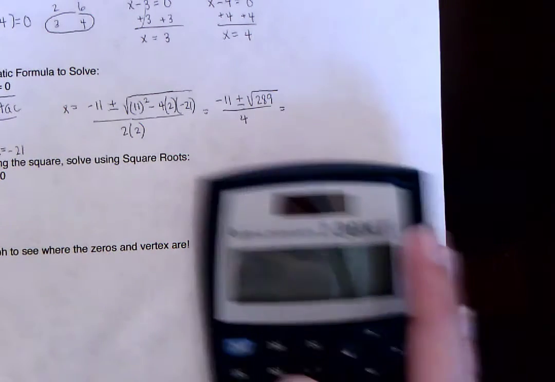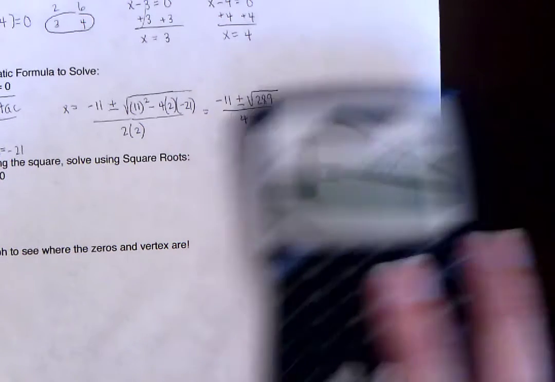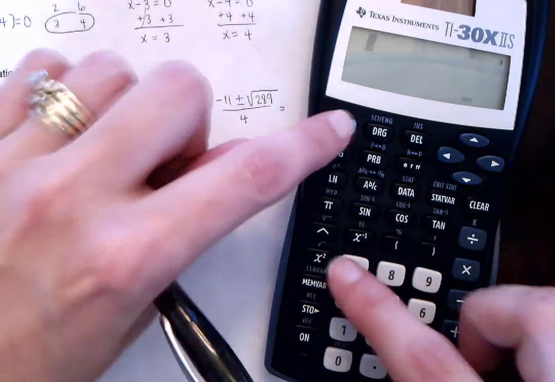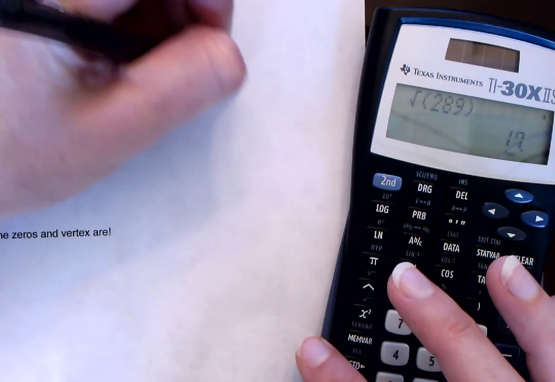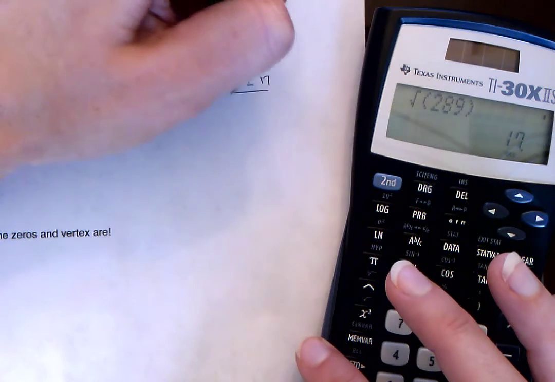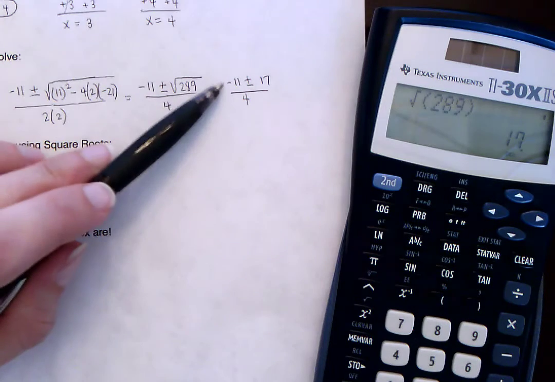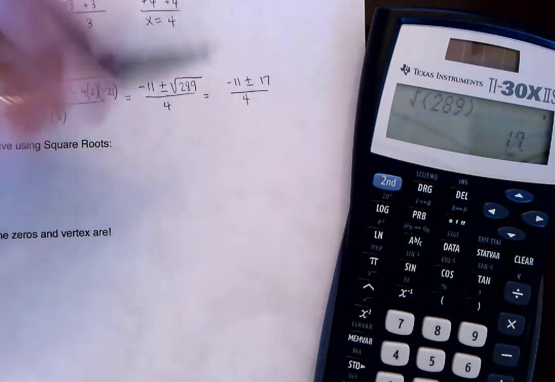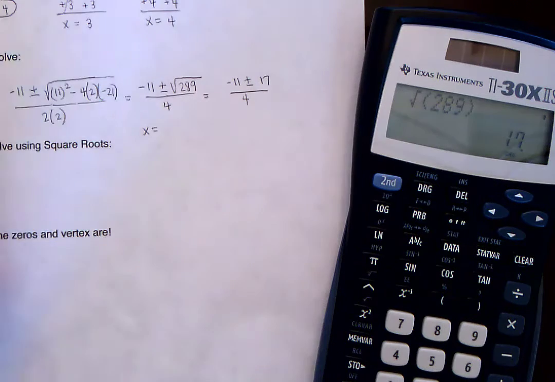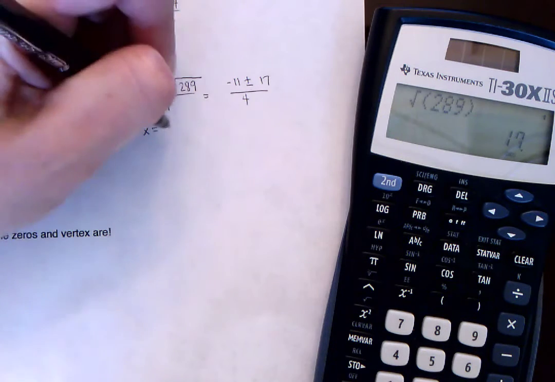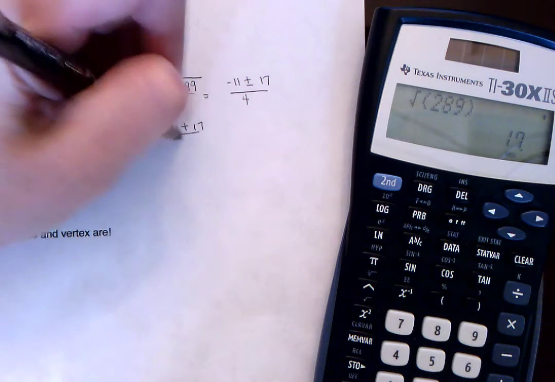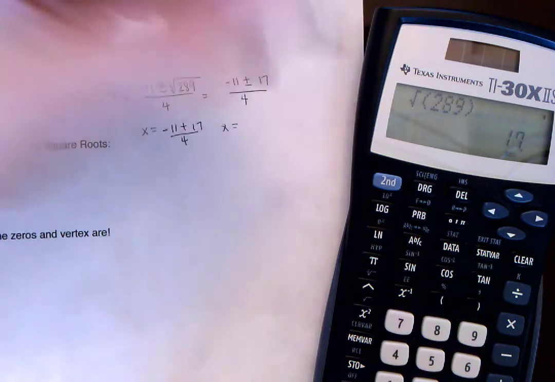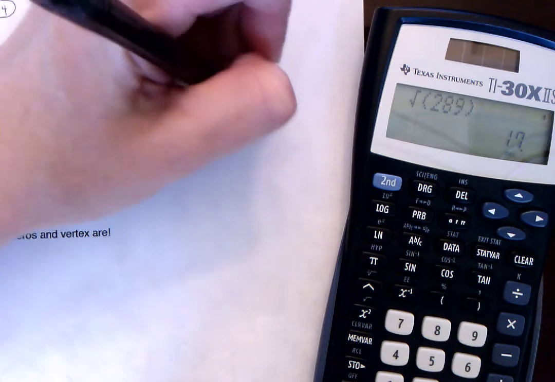All right, and then we want to just simplify the square root of 289. So the square root of 289 is 17. So now I can write negative 11 plus or minus 17 over 4. And what that tells me is I'm going to have two answers. One of my answers is going to be, just like I had two answers on the previous problem, negative 11 plus 17 over 4. And my other value is going to be negative 11 minus 17 over 4.